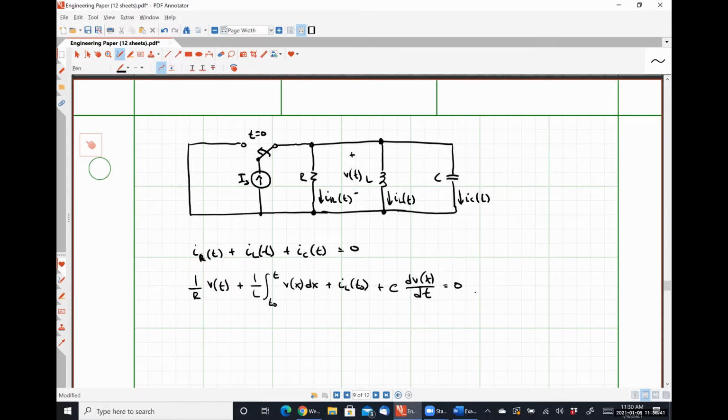Integrate the differential equation, take the derivative of both sides, and we're going to divide everything by C as well, which leaves us with the second derivative. Sorry, that's a t.